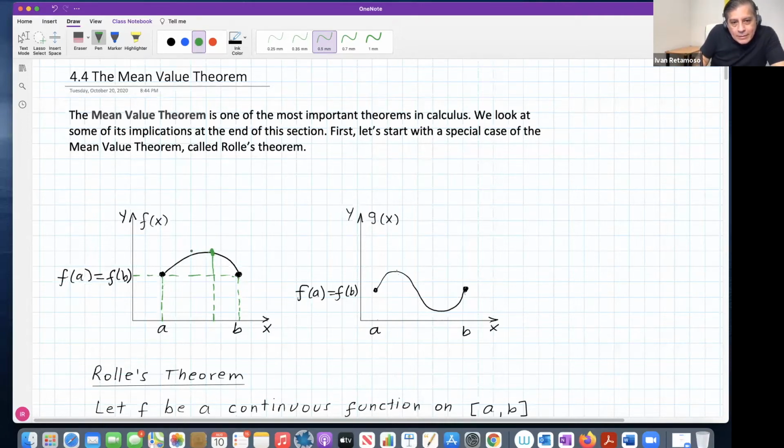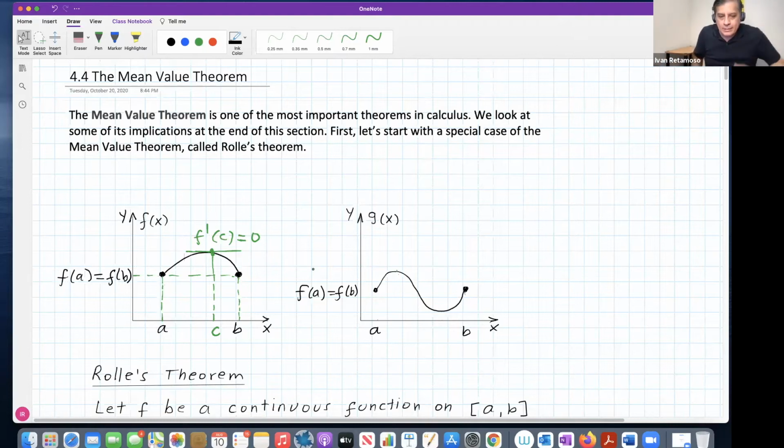And in this graph, for example, it is this point. The derivative at c, for some c between a and b, should be equal to zero. Look, a horizontal line, the tangent line.